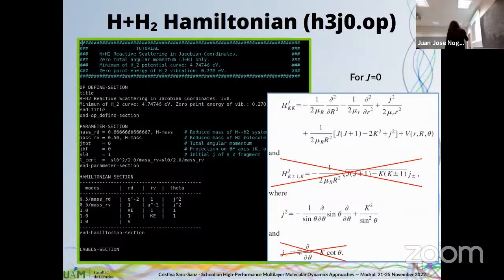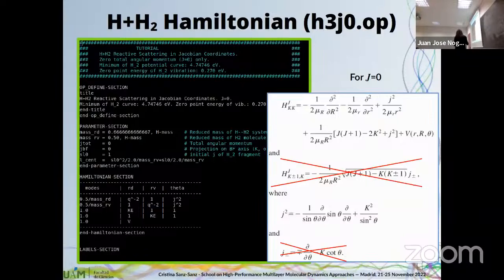Okay, and it's the file that is called h3j0.op. OP means operator, and the .inp is the input file, and we will go to it later. So, what do we do with the operator file? It has a format. It is the input way to add the Hamiltonian into this program. It has a particular format in the input file.